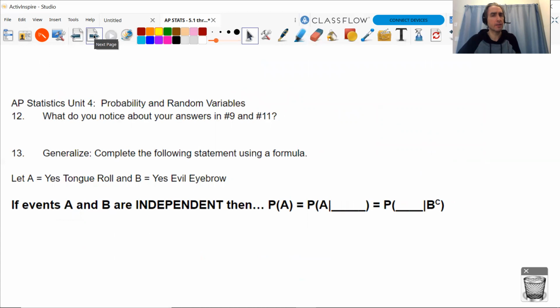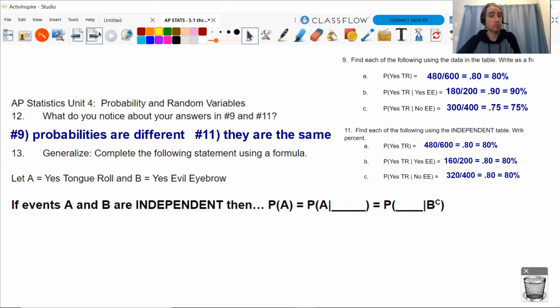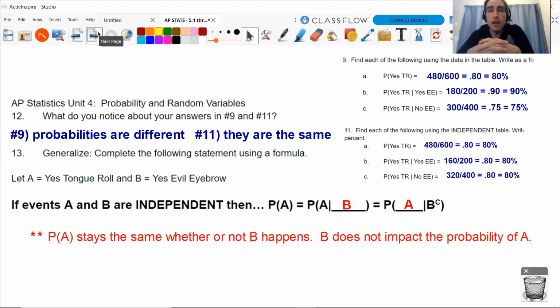So what do you notice about the answers to 9 and 11? Well, number 9, they're different. Number 11, they're the same. Let's generalize. If events are independent of each other, then the probability of one event happening should be the same as the probability of the event happening given something else, and given that other thing not happening. Those should all be the same. So in our situation here, these are independent with our made up numbers because you got the same probability for all of those. So the probability of A stays the same whether or not B happens. B does not impact the probability of A.